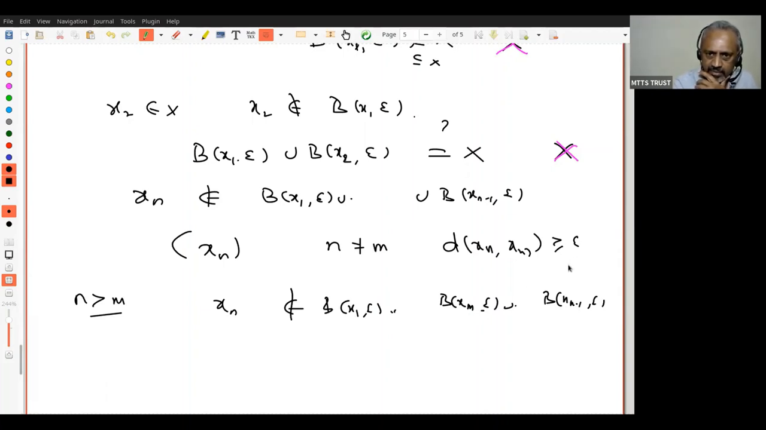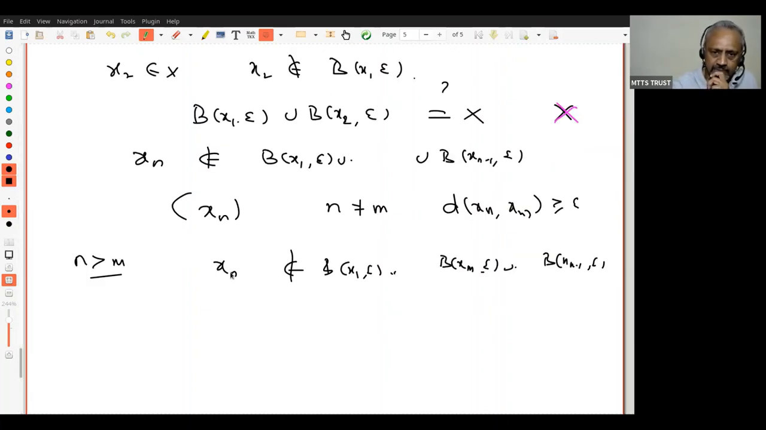Okay. I'm going through this kind of proof because many students would just like to accept it, but you should know how to prove it. Okay. Very good. Now there is a problem. What is the problem? Now I have a sequence xn in X such that the distance between any two distinct terms is greater than or equal to epsilon. Therefore, this means this sequence cannot have a convergent subsequence.